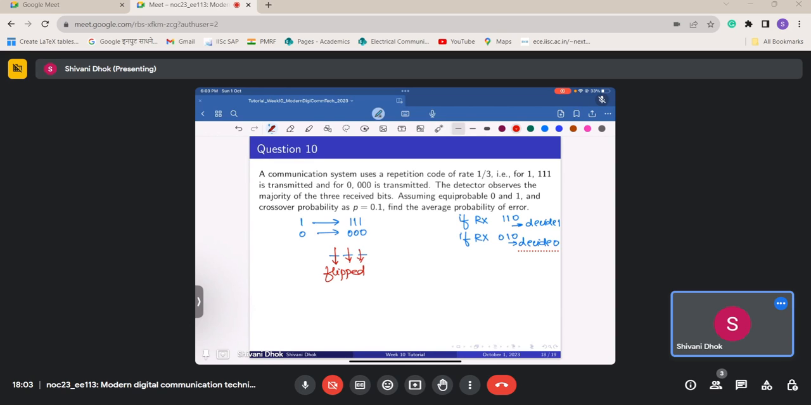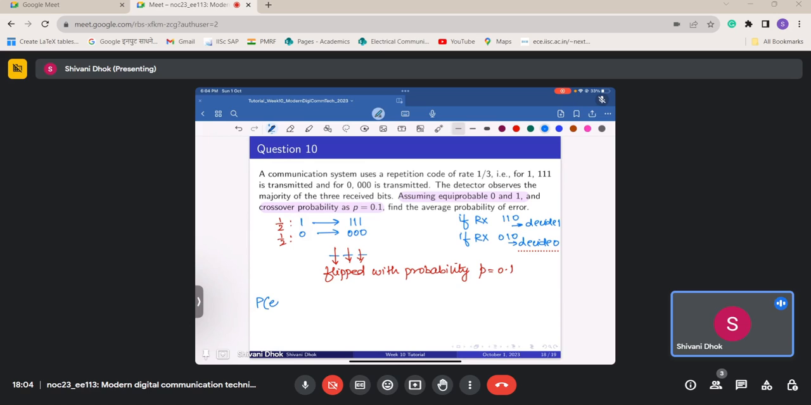These get flipped with probability 0.1, that is p equal to 0.1. This we know, and we know that the symbols 0 and 1 occur equally likely, so these have probability half. Okay, these things we know. And what we need to find is the average probability of error.